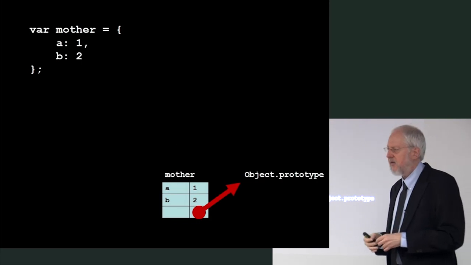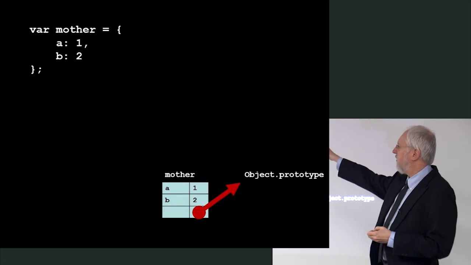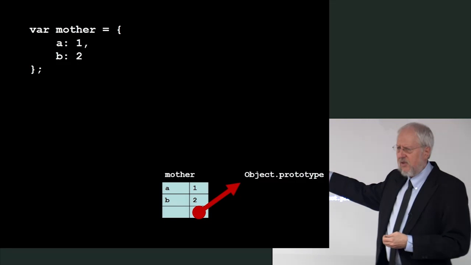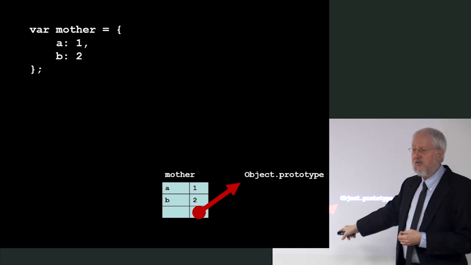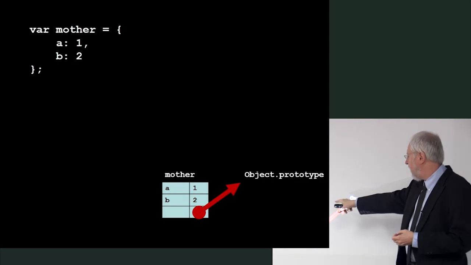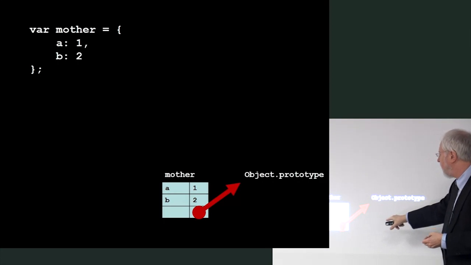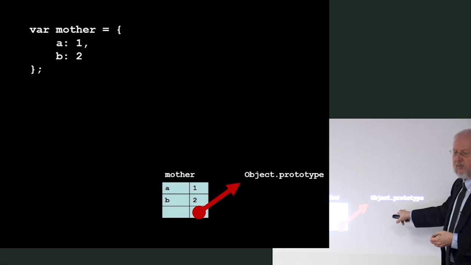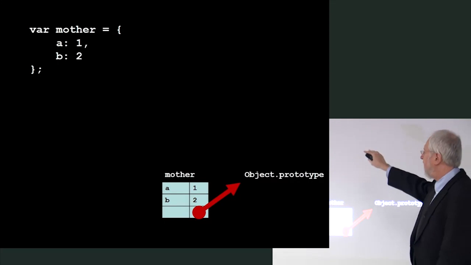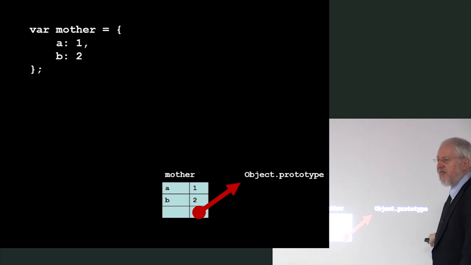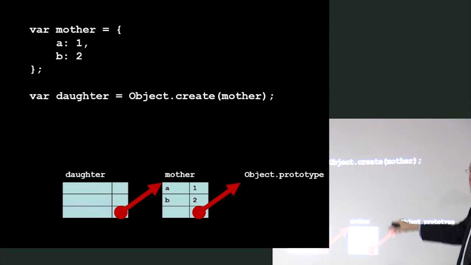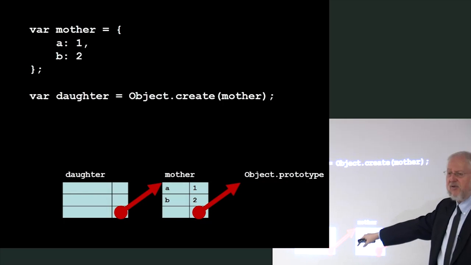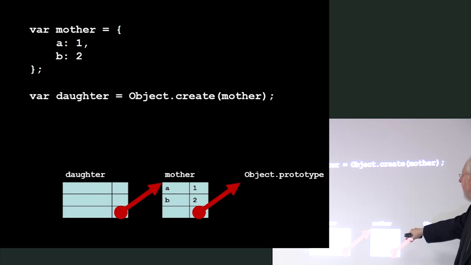So let's diagram this. I'm going to make an object called mother, which will have two properties, a and b, whose values will be 1 and 2. And this is the data structure that is created. So we've got our key value pairs, and we also have an invisible pointer to Object.prototype. So whenever you make an object literal, it will ultimately inherit from Object.prototype. Then if I make a daughter object, I'll use Object.create(mother), so I now have a daughter. So I've got an empty daughter object, which inherits from mother.